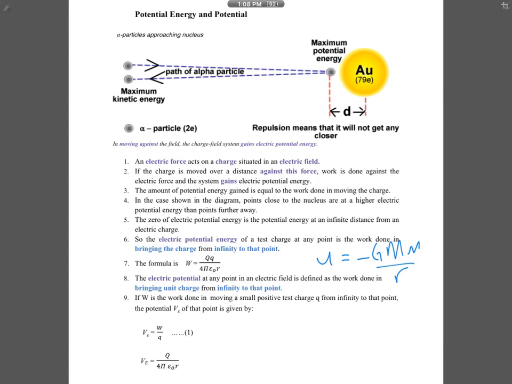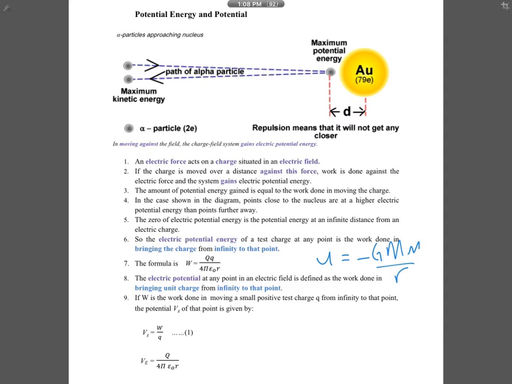But there's a difference. If both charges are positive or both charges are negative, then when you substitute here, your potential energy will be positive. So electric potential energy can be both positive or negative, whereas gravitational potential energy is always negative.